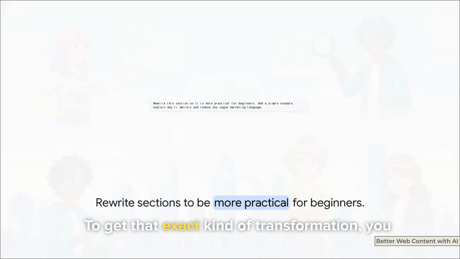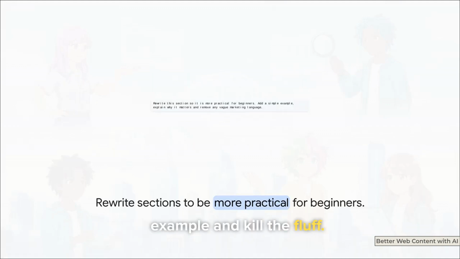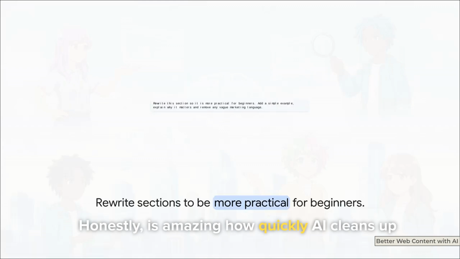To get that exact kind of transformation, you just use this prompt to command your assistant to drop the vague marketing speak. You literally tell the AI to rewrite the section so it's practical for beginners, add a simple example, and kill the fluff. Honestly, it is amazing how quickly AI cleans up its own mess when you explicitly tell it to stop using hype.